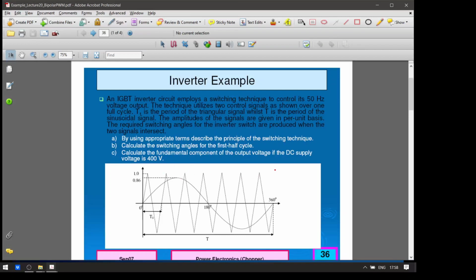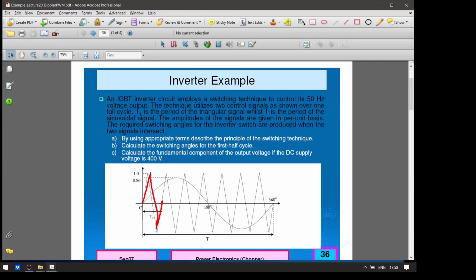So first, what you can tell is this is bipolar PWM, isn't it? Bipolar PWM. And then what else? The modulation index is 0.86. What else? The frequency. We can determine the frequency, because when we look at the triangular carrier signals, how many times does it repeat?